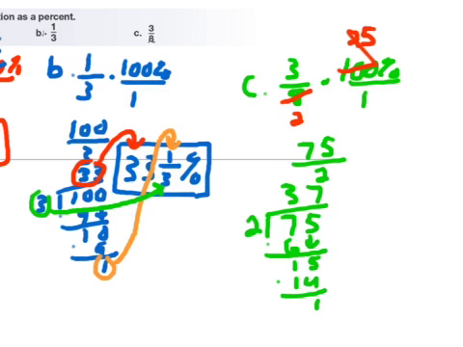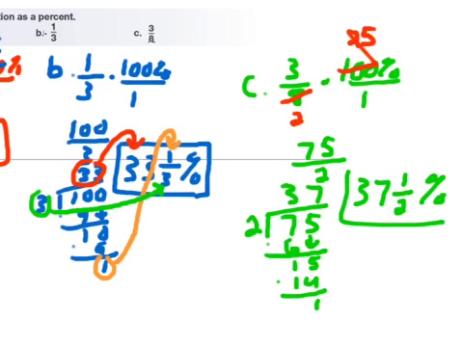So, big number is the answer I got when dividing, 37. Numerator is my remainder. And the outside number of my division problem is the denominator. It's 37.5%. Okay? And that is how to take fractions and convert them into percentages.